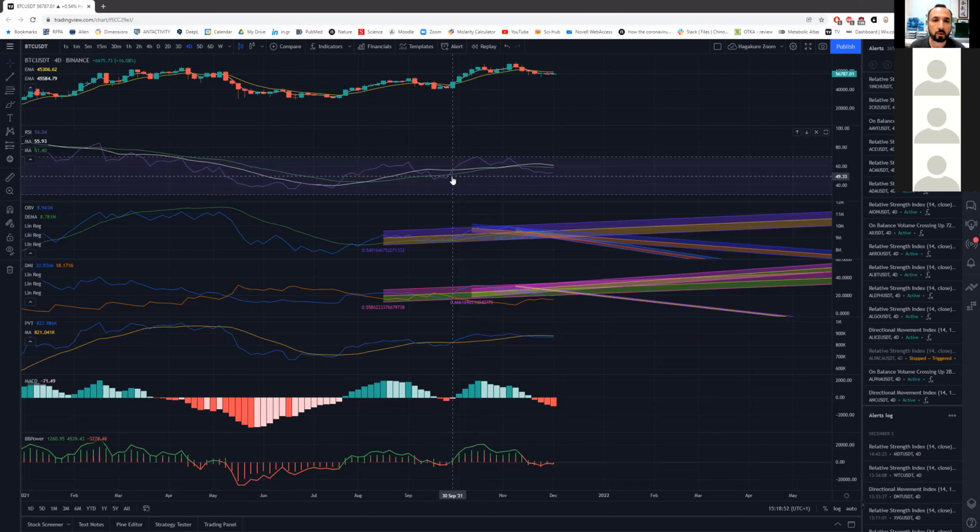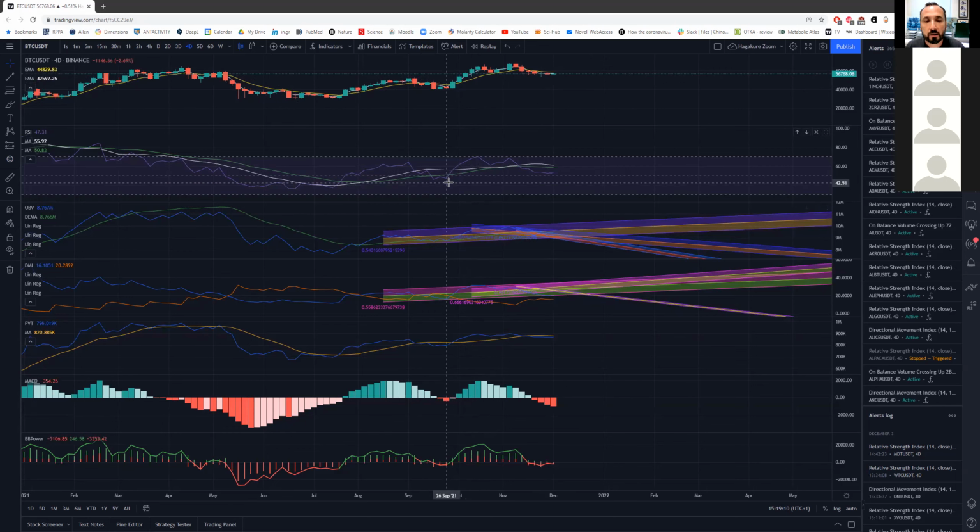Okay. So for example, look at here. If you had bought Bitcoin here, you would have bought it at 47,000. But if you had waited for the RSI to cross the white line, it would have been bought at 54,000. So you would have given up this amount of profit.